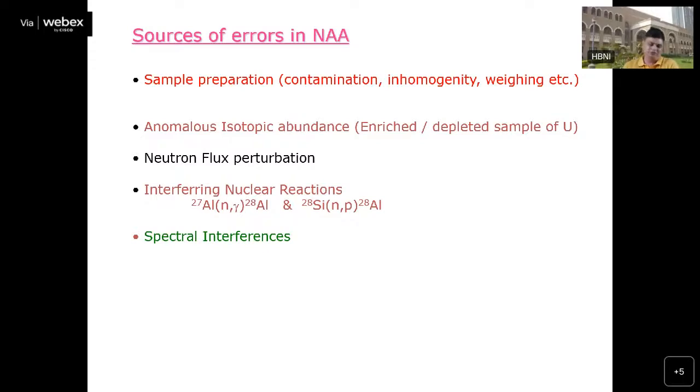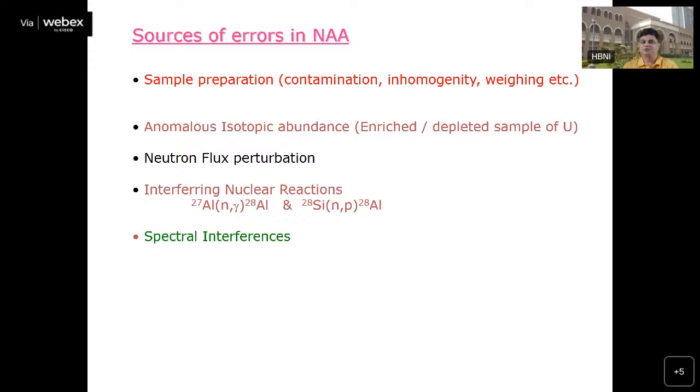What are the different kinds of sources of error in neutron activation analysis? That is the sample preparation, the contamination, inhomogeneity, and whatever error you make in weighing, because you have to take the exact amount of sample in the ampoules or bags. If you make any kind of mistake in your weighing, that also leads to very erroneous results.